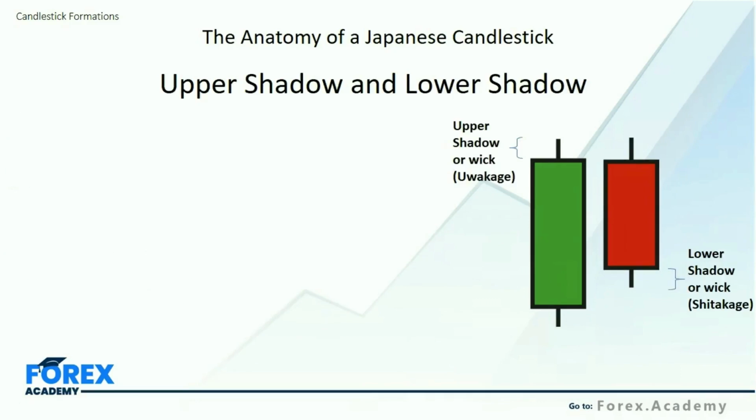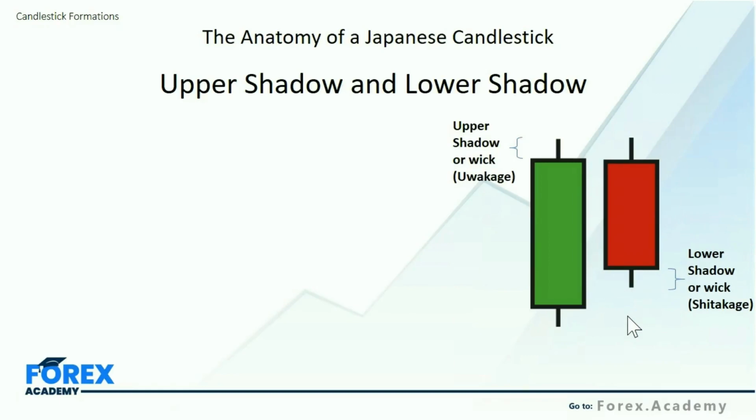Now, in addition to the real body, we can also have a shadow. The reason why they're called Japanese candlesticks is they can often look like candlesticks. However, we often get a wick to the upside or to the downside, referred to as an upper shadow, which in Japanese is uwakage. And to the downside, we'd be looking for the lower shadow or wick. Excuse me if my pronunciation is a little bit off, but shitakage.